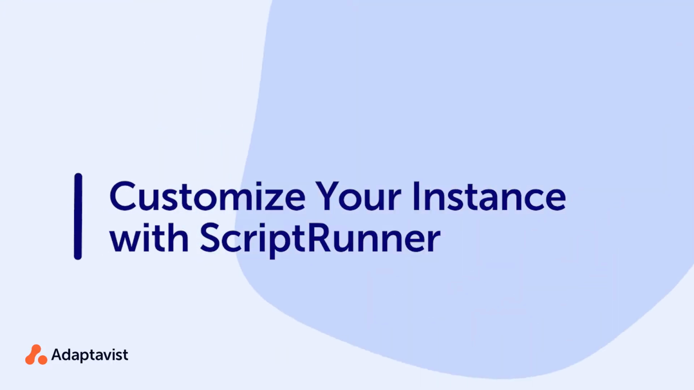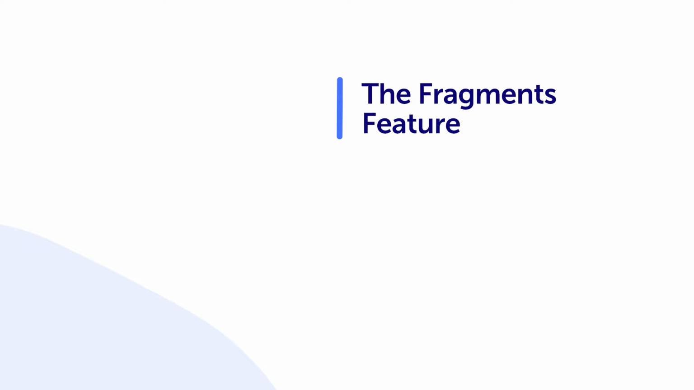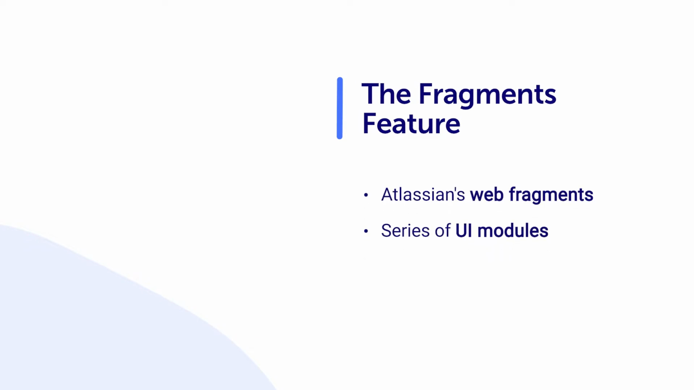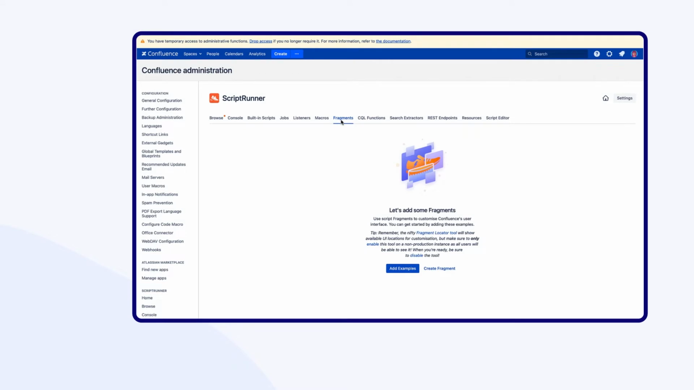There may be times when you want to customize Confluence's user interface by removing system items or adding web items such as buttons. The Fragments feature can help with this. Fragments refer to Atlassian's web fragments, which are a series of UI modules that can be manipulated with ScriptRunner. How do you know which fragments you'd like to work with?